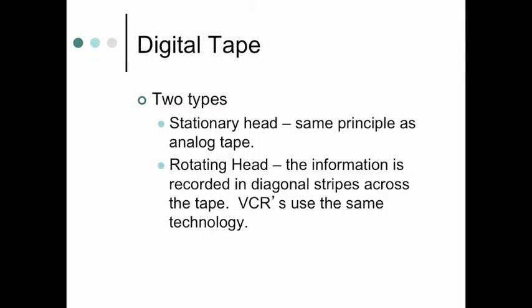Let's move on to digital. So two types of digital recording exist. The stationary head, which is the same, and when I'm talking about digital tape, not Pro Tools. They had digital tape machines before we went to Pro Tools. There was the stationary head, and there was the rotating head. Rotating head is something you'd see in something like a VCR.